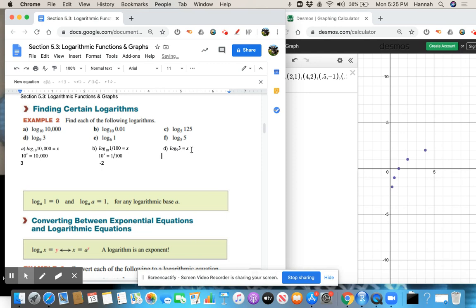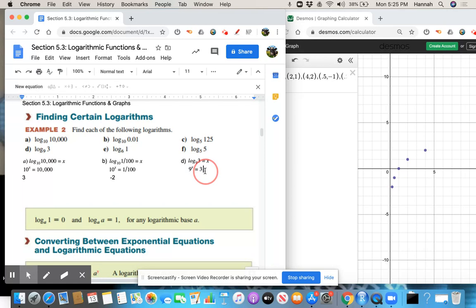So again, whatever is by itself, in this case x, is going to be my exponent. The 9 and the 3 will go around it. Okay, so here's what we're asking ourselves: 9 to the what power equals 3? This one may seem a little tricky, okay? Because I could say 3 squared equals 9, but that's not what they're asking me.